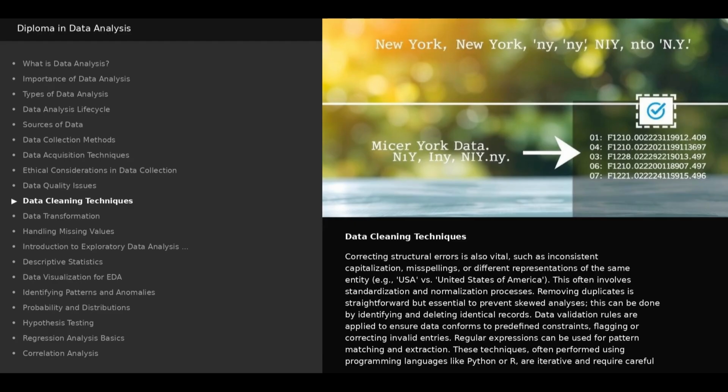Removing duplicates is straightforward but essential to prevent skewed analyses. This can be done by identifying and deleting identical records. Data validation rules are applied to ensure data conforms to predefined constraints, flagging or correcting invalid entries. Regular expressions can be used for pattern matching and extraction. These techniques, often performed using programming languages like Python or R, are iterative and require careful consideration to avoid introducing new biases or losing valuable information.